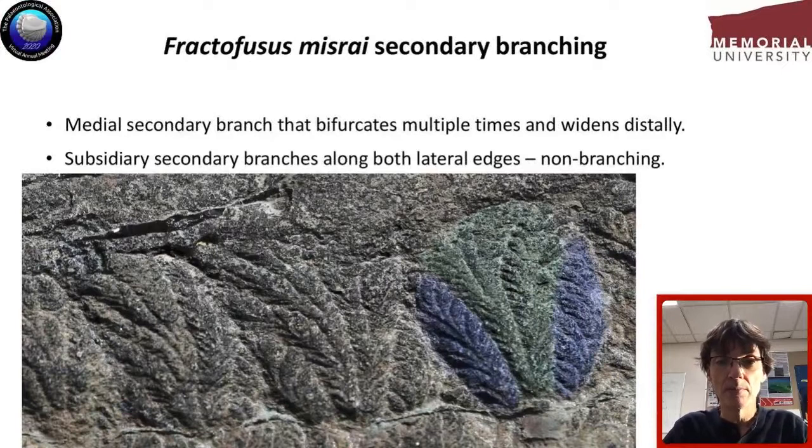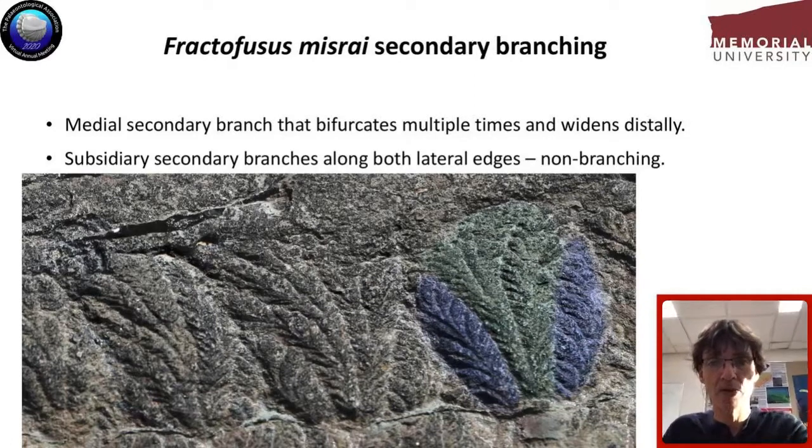If we look in detail at one of these primary branches, we can see very easily the detail of the secondary branching. There is a medial secondary branch coming directly from the midline that bifurcates multiple times and widens distally as you get towards the margin of the organism.